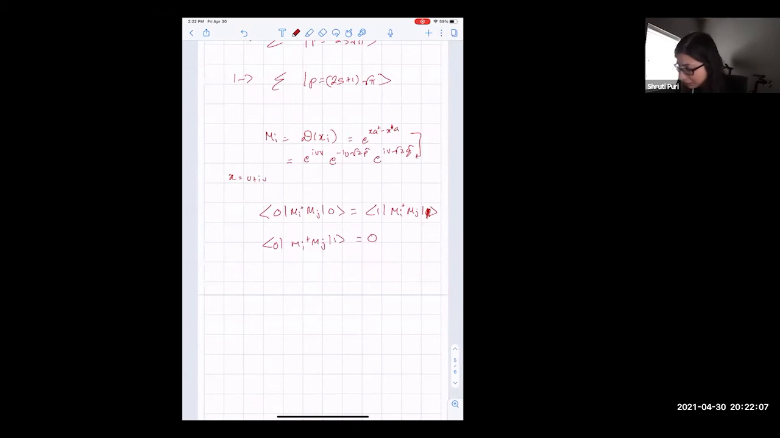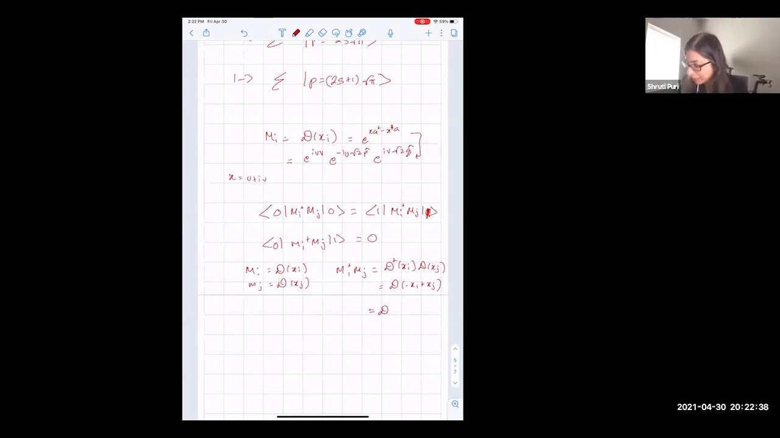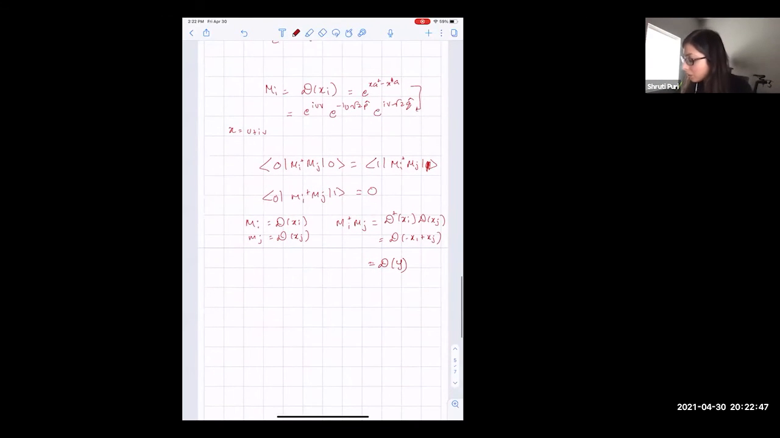So in the exact GKP states, suppose I have a displacement. So Mi is displacement by xi, Mj is displacement by xj. Mi dagger Mj is just D dagger xi D xj, and this is essentially just D of minus xi plus xj with some phase, which I don't care about. This is essentially just displacement by some other displacement y, right?